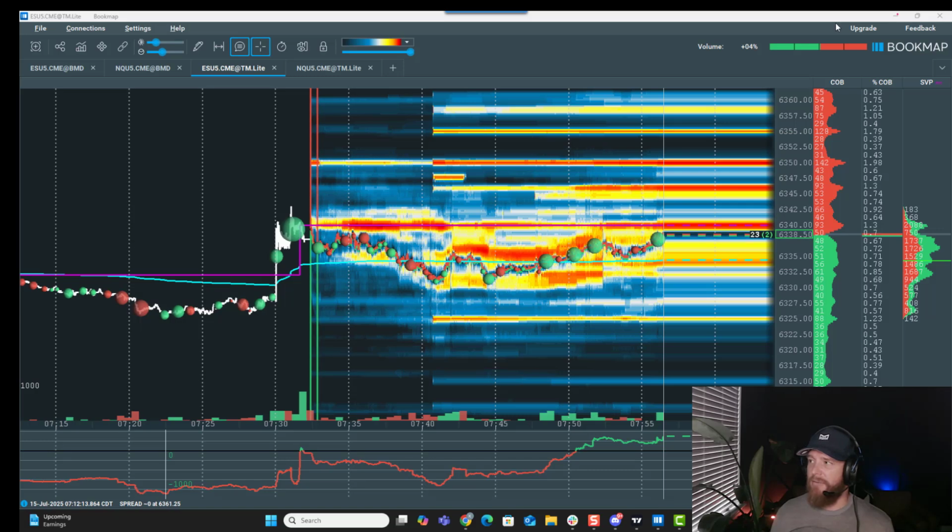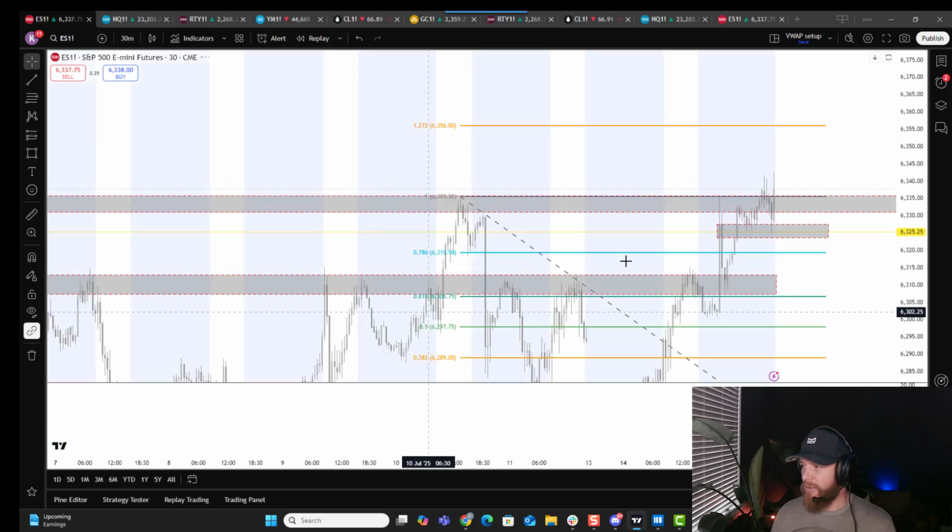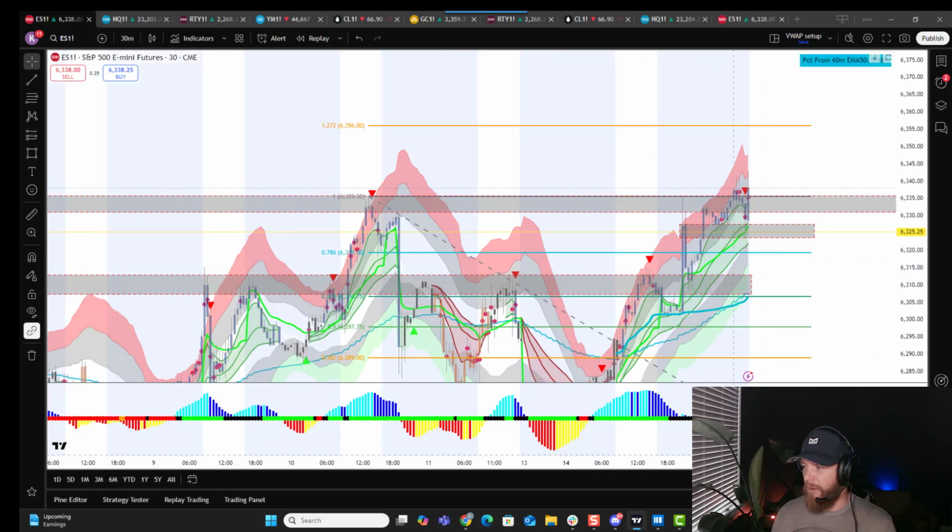But I do like the idea of price going to the upside based off the 15-minute squeeze. We could even look at the 30-minute, so on and so forth, and everything is looking good for a break. We're building out this 30-minute squeeze, so everything's looking great to the upside. How am I going to be trading this?